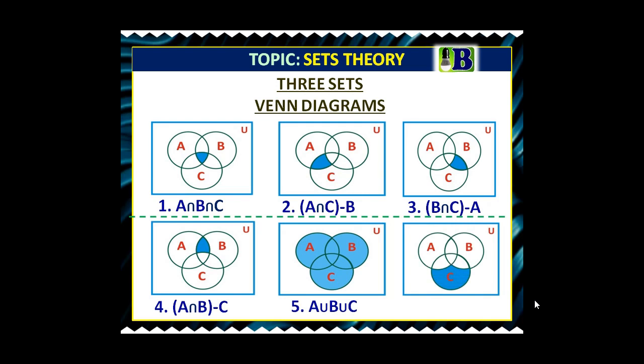Then we have the sixth one. The shaded portion is only applicable to C. So what this represents is C minus, open bracket, A union B, close bracket. What this means is that the element belongs to C only, but is not found in A and B. It is only applicable to just C.